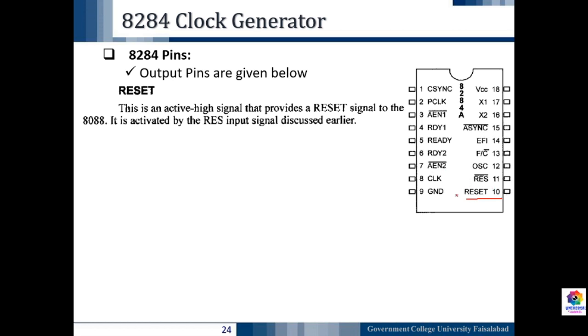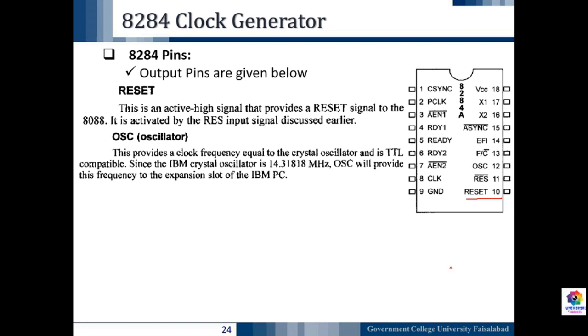This pin is connected to the microprocessor to reset the microprocessor, and it is controlled by the reset input pin, which is connected to the external power supply. Whenever the power supply is turned on, an active low signal is fed to the input pin, and in response this pin will generate an active high signal to the microprocessor to reset it.